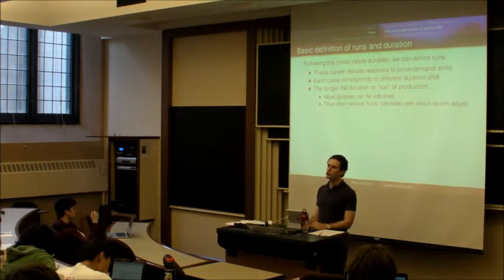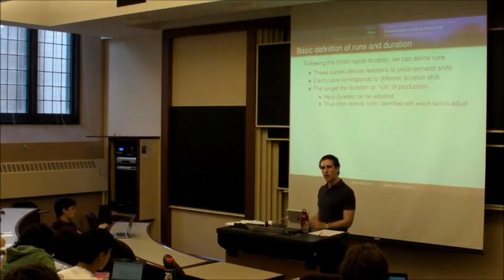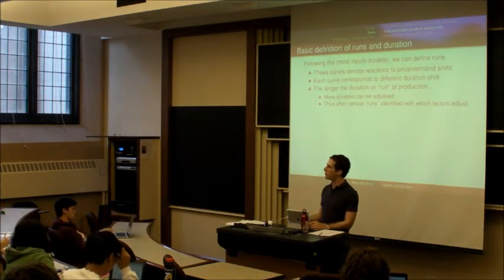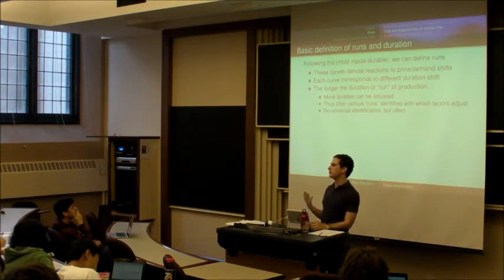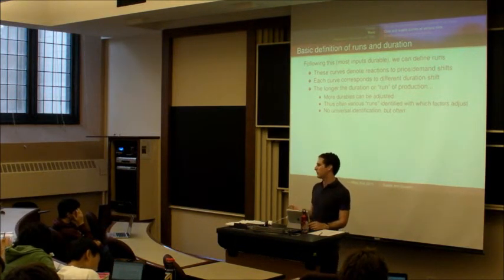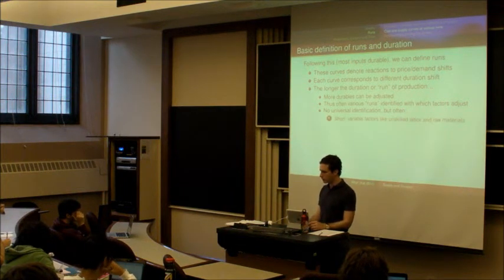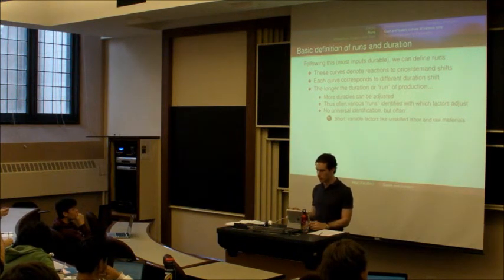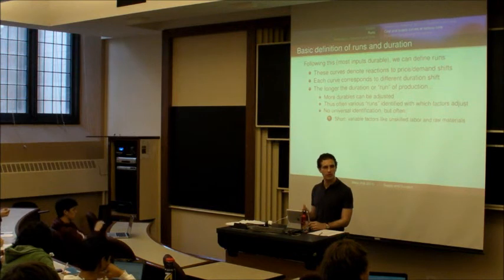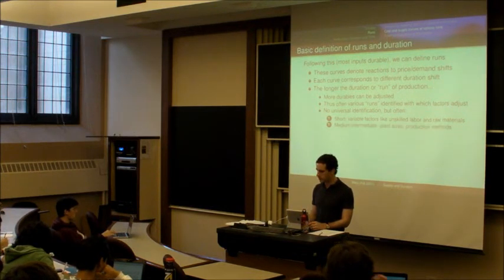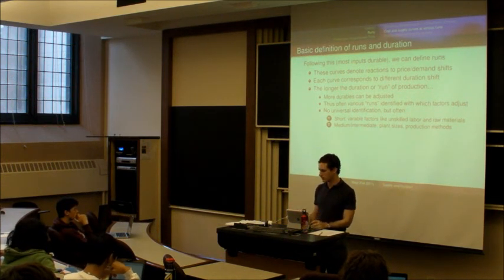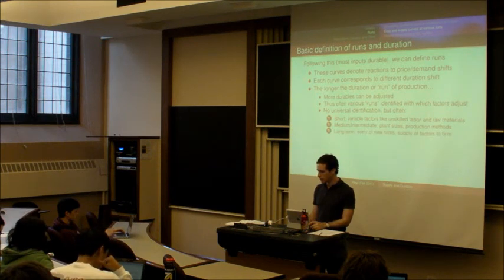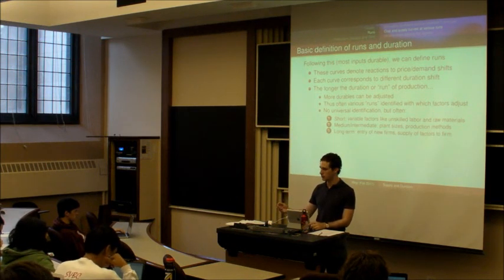And so usually we identify the various runs with which factors are possible to adjust over the relative run. And let me give you a standard classification, though there are many different classifications that people give. Often we think that in the short run, variable factors like unskilled labor and raw materials can be adjusted. In the medium term, things like plant size, production methods, the sort of moderately durable commodities can be adjusted. And then in the long run, new firms can enter.